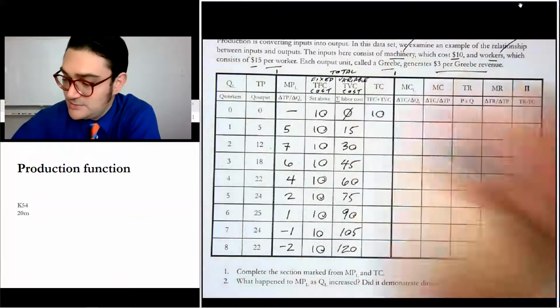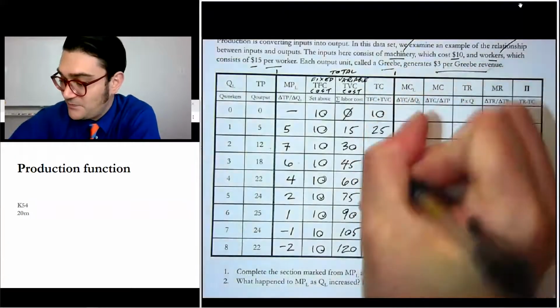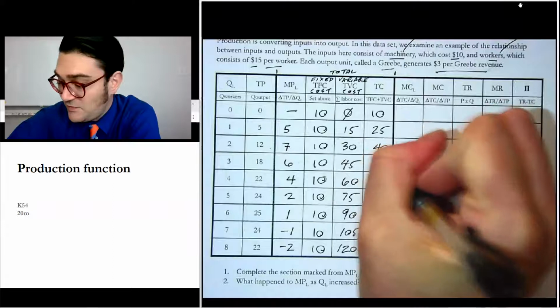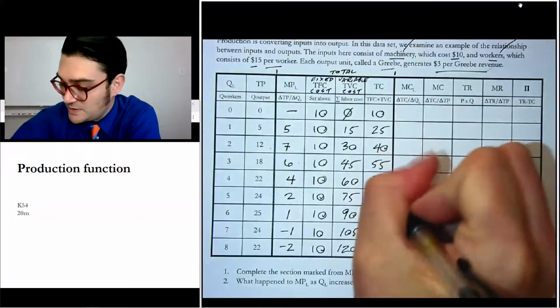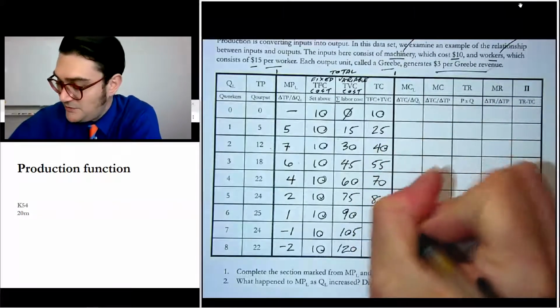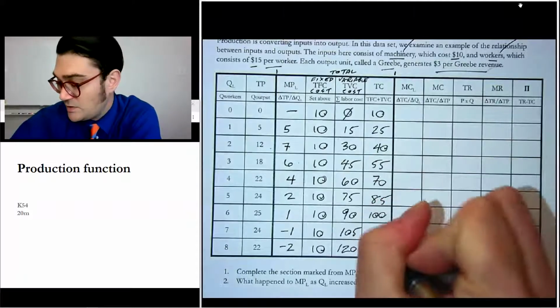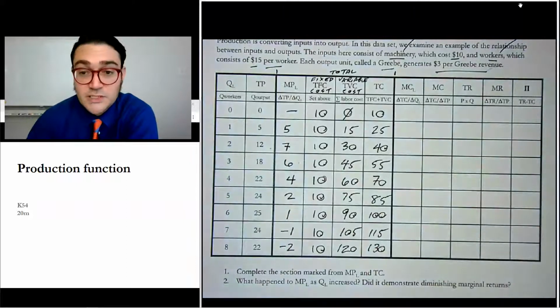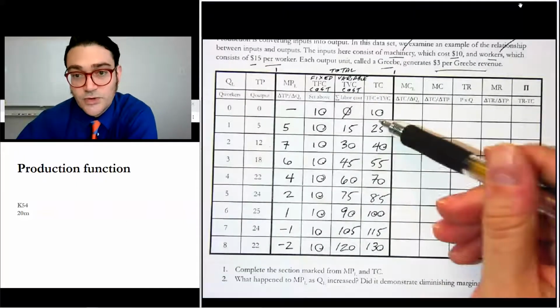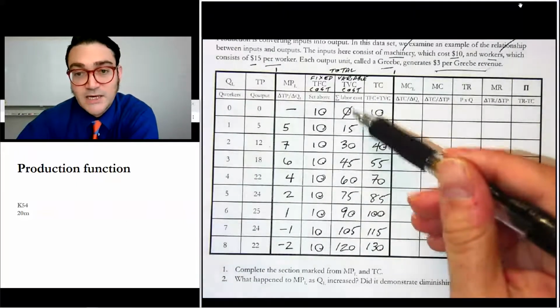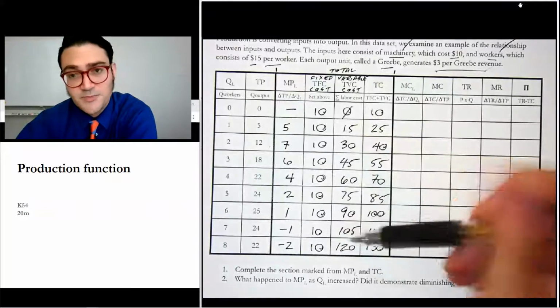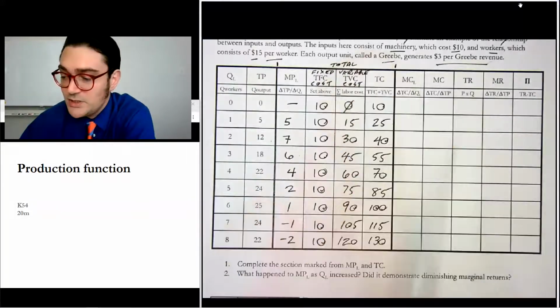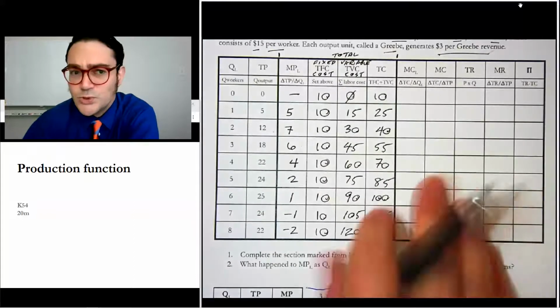Now, total cost, TC, that's just adding up the fixed and the variable. So we get 10, 25, 40, 55, 70, 85, 100, 115, and 130. One thing to notice: what's the change in total cost every single time? It's the amount of the change in the variable cost, and that's going to be important later on. But we're going to stop here. We're going to fill out the rest of this later, so don't lose your sheet of paper.